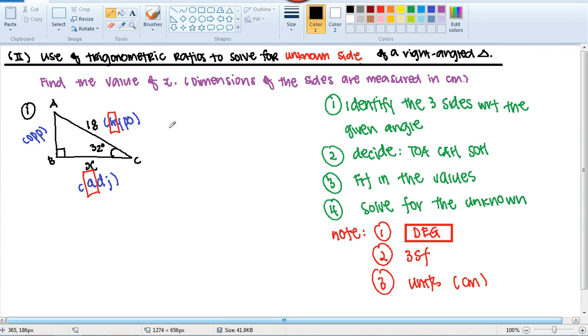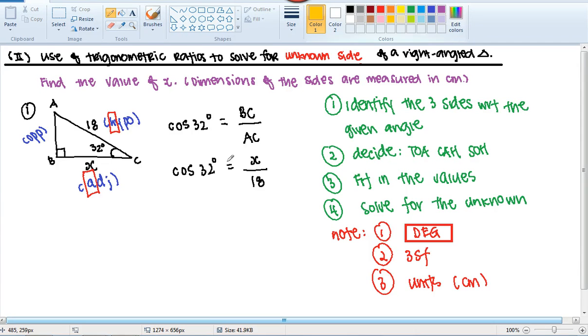Okay, so with that, I'm going to fit in the values. So I've got cosine of 32 degrees equals to adjacent, which is my side BC, divided by my hypotenuse, which is my side AC. Let me fill in the values. BC is the unknown x that I need to find, divided by AC, which is 18 centimeters. So right now, I need to solve for x. Treat it like any equation where you'll be asked to solve for x. I'm going to make x my subject.